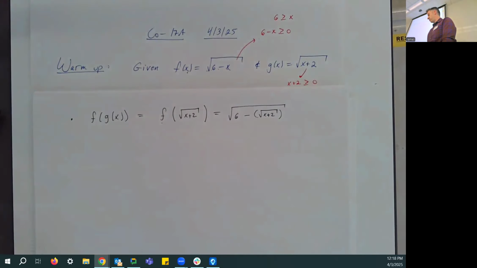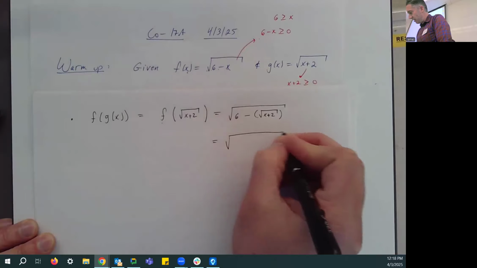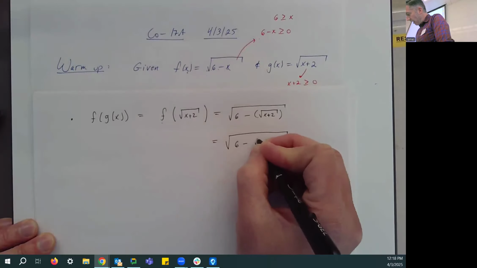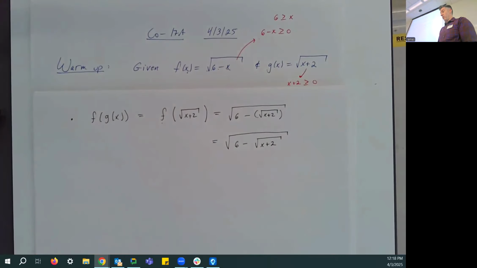Like all these other problems, I don't really need those parentheses there, and there's really no simplifying. It is the square root of 6 minus the square root of x plus 2, and there's nothing else to be done there to make it nicer. It is what it is.